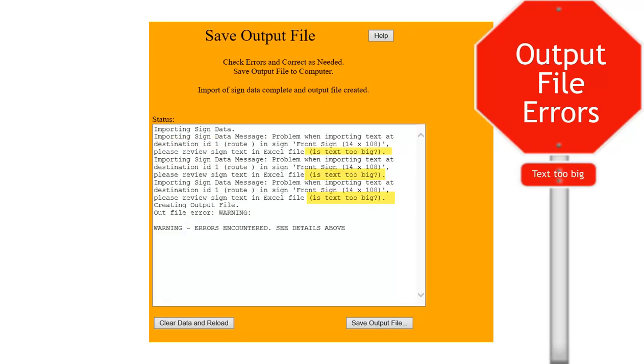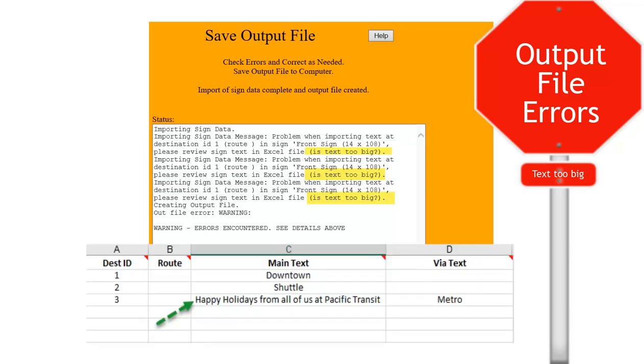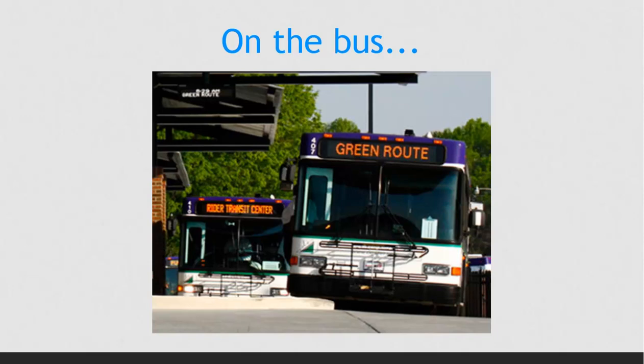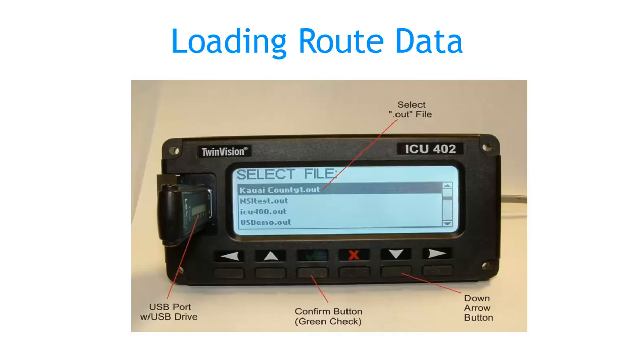This example is letting you know that the text is too big. The system cannot find a font small enough to fit all of the characters. You will need to shorten the main text. We're now ready to load the route data.